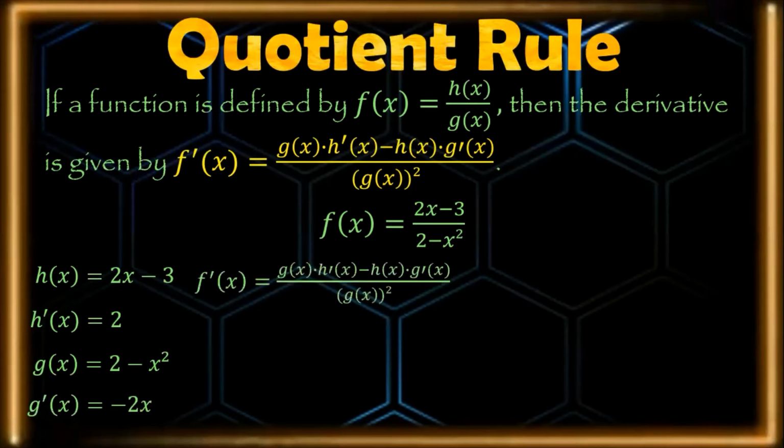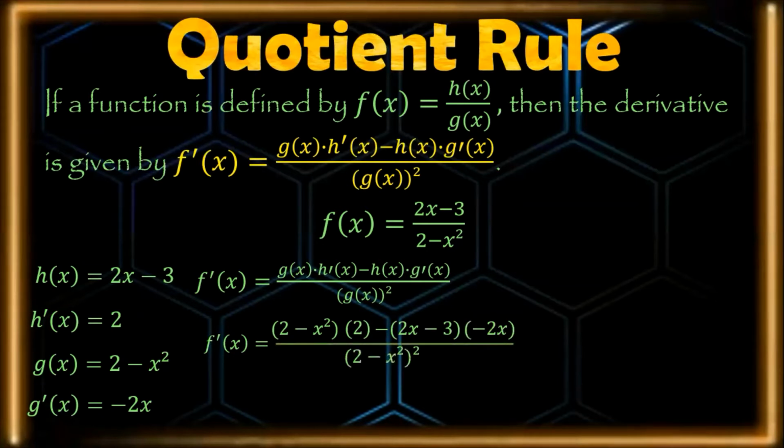Next is to use the formula, substituting the values. So we have f prime of x, which is equals to our g of x, 2 minus x squared, times h prime of x, which is 2, minus our h of x, which is 2x minus 3, times g prime of x, which is negative 2x, all over our g of x, which is 2 minus x squared, then quantity squared.